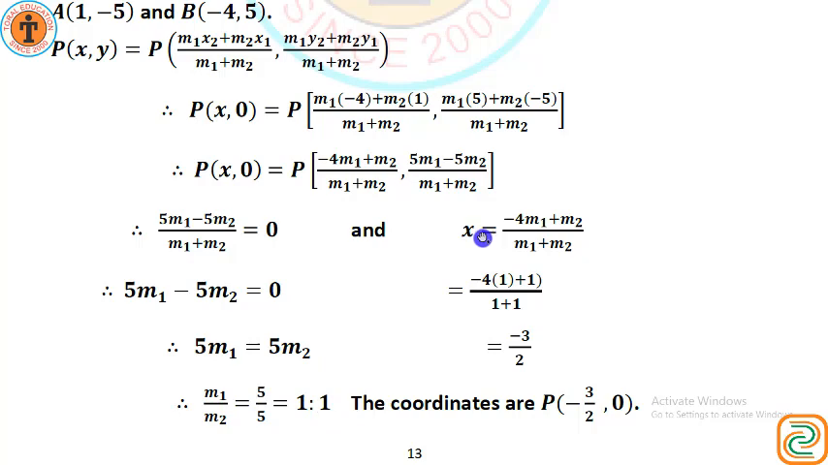And now we take x. (-4m1 plus m2) from here equals x. But the ratio we have got is 1:1. So taking 1:1, 1 plus 1. 4 ones are 4, minus 4 plus 1, that is minus 3, minus 3 by 2. So our coordinates are P(-3/2, 0), because the y coordinate must be 0.